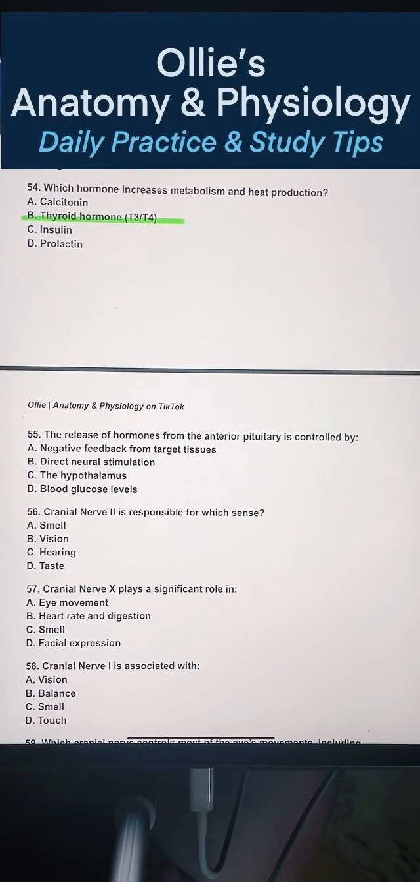The release of hormones from the anterior pituitary is controlled by what? What does it get controlled by? Let me know down in the comments. A, B, C, or D.